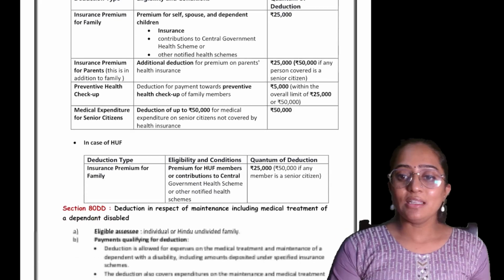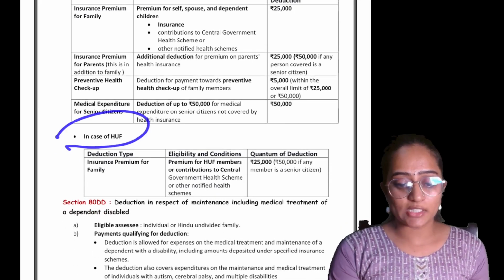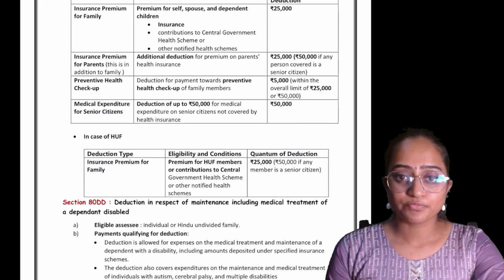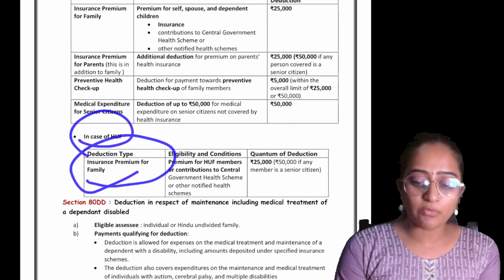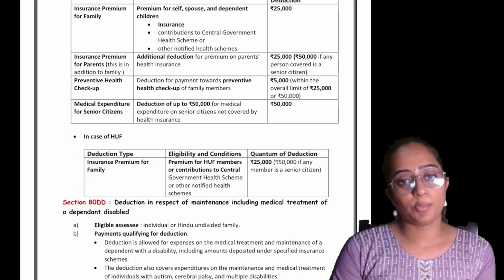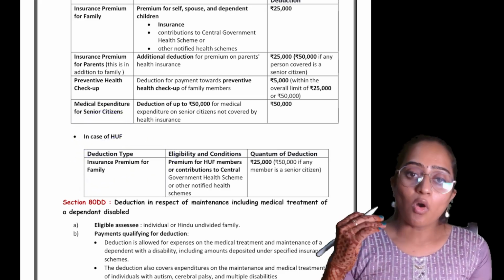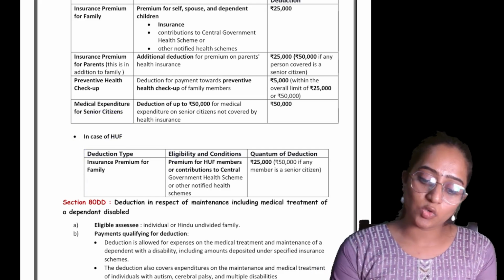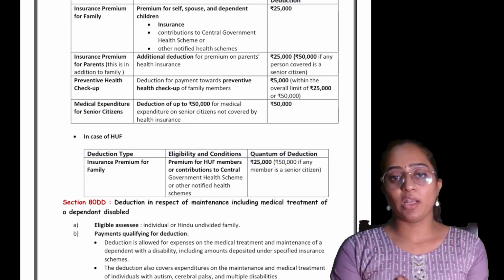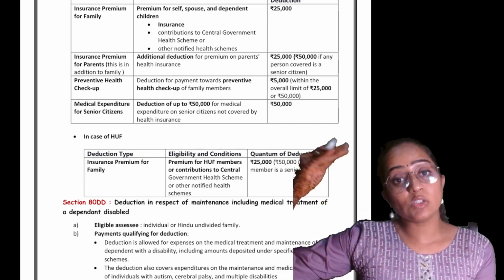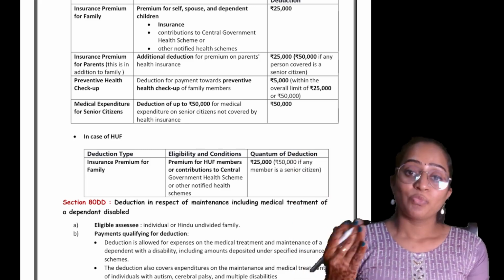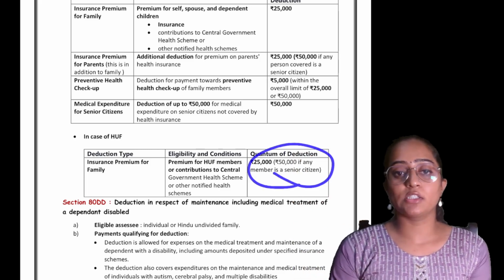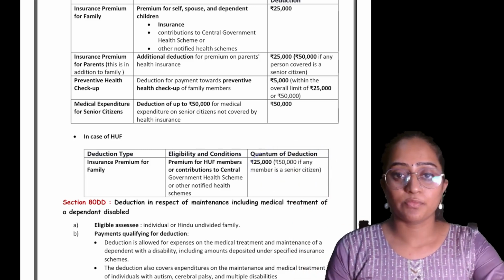Clear? And in case of HUF, what will happen? In case of HUF, remember, for the insurance premium for the family which you are considering, 25,000 shall be allowed as deduction. If the person is a senior citizen in the HUF, then it is going to be increased to 50,000.